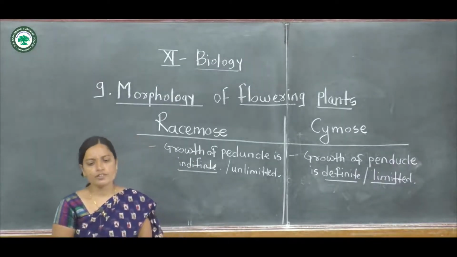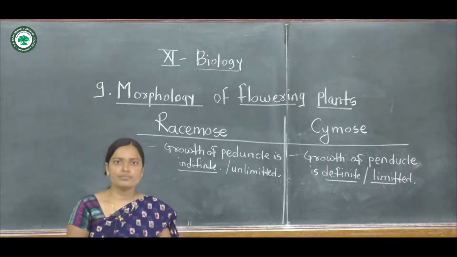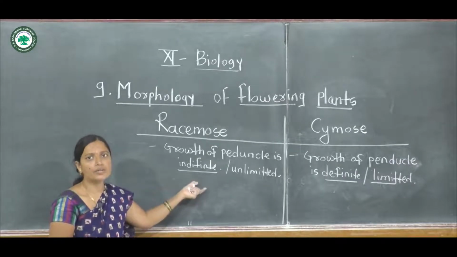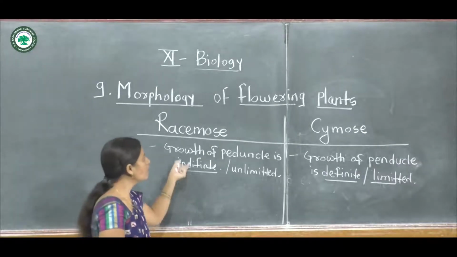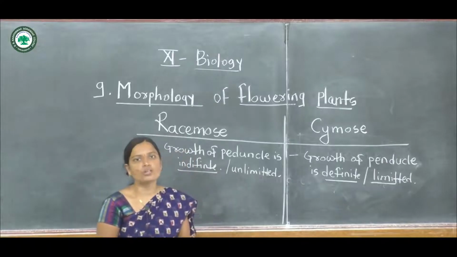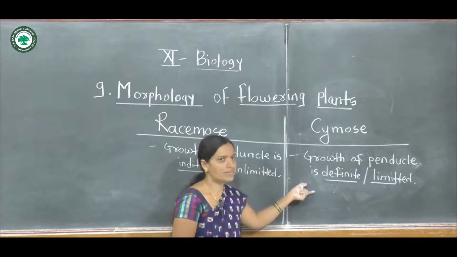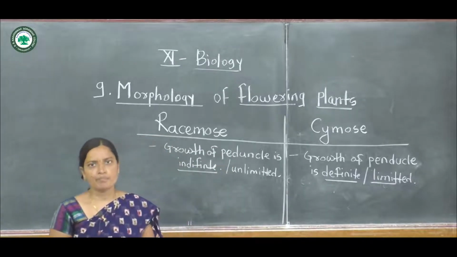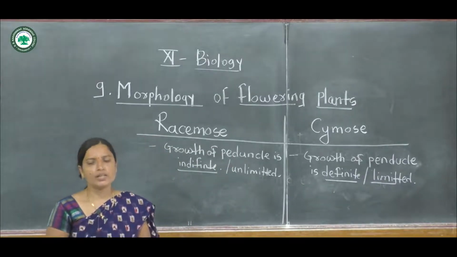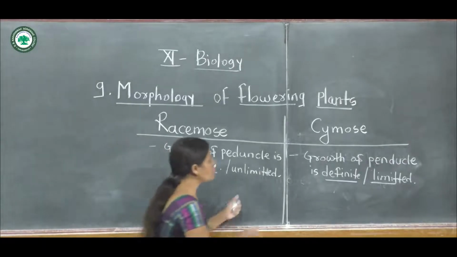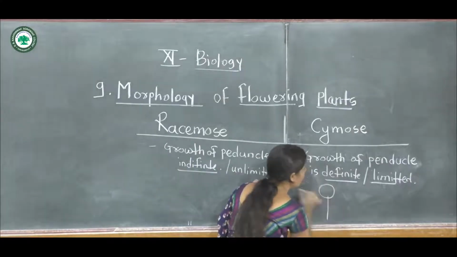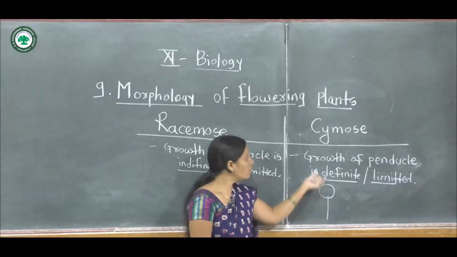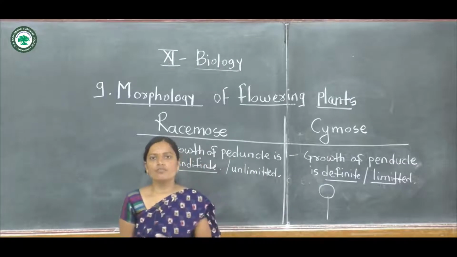Now the second difference: the apical bud is free in the racemose inflorescence and it has continuous growth. In the cymose inflorescence, it is a discontinuous growth, meaning the apical meristem terminates into a flower. The flower arises at the terminal position in the cymose type of inflorescence.